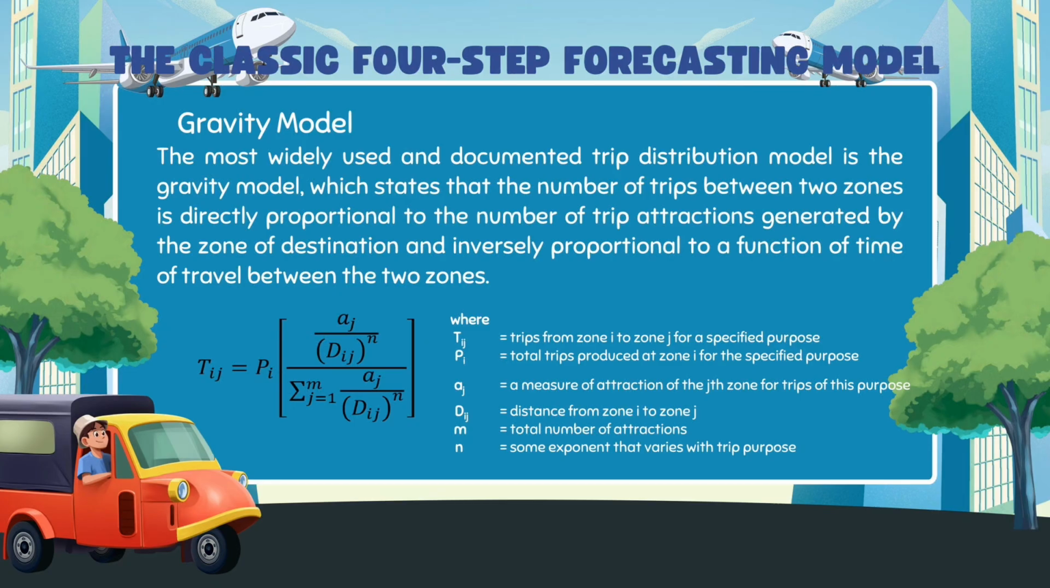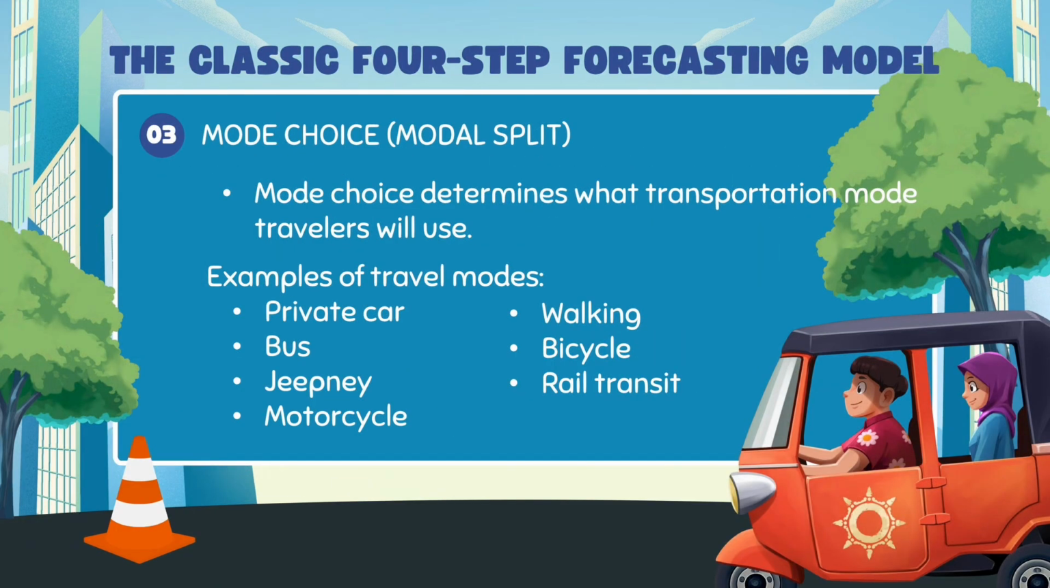The next is the mode choice, which is step 3 of the forecasting model, where we figure out the how of transportation. After knowing how many people are traveling and where they are going, we need to predict which transportation type they will choose. For example, the private car, bus, jeepney, motorcycle, walking, bicycle, or the rail transit.